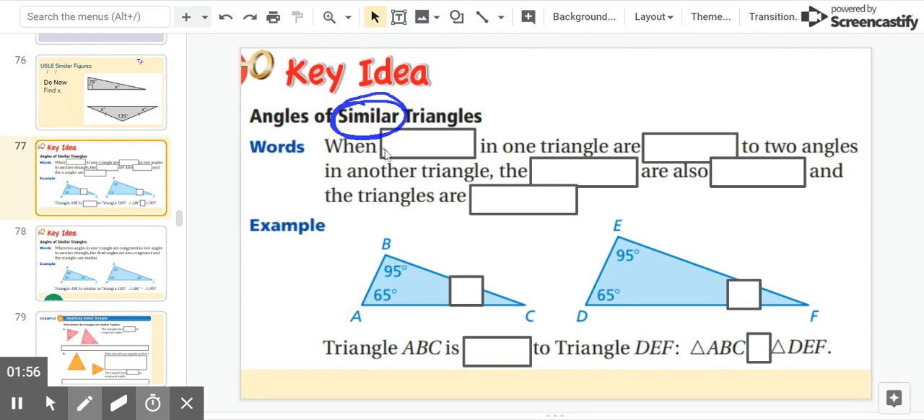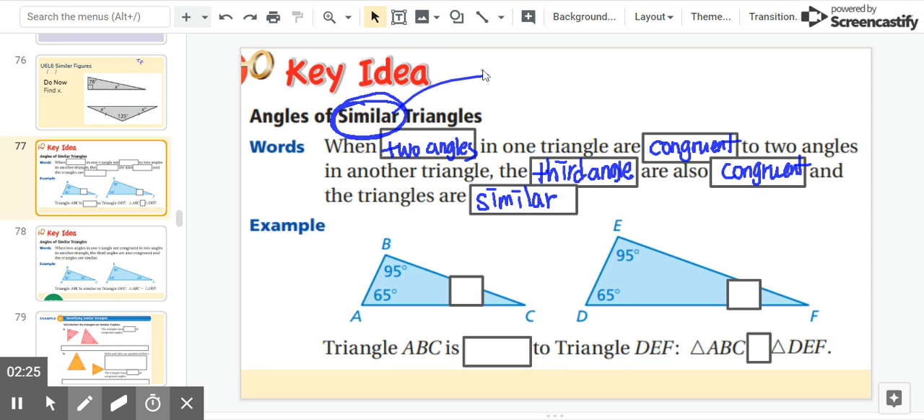So when two angles in one triangle are congruent to the angles in another triangle, and then the third angle is also congruent, because you add all of them together, it's going to be 180, right? So the triangles we call them similar.